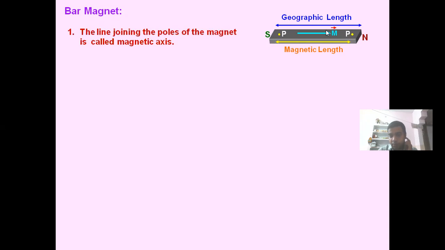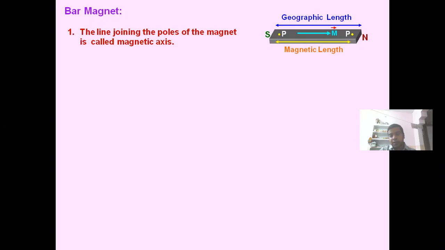Now, today we will study the topic bar magnet and its properties. So, in a bar magnet, the actual length between the poles is called magnetic length, and its actual geometrical length is shown here. So, what is the difference between the two?